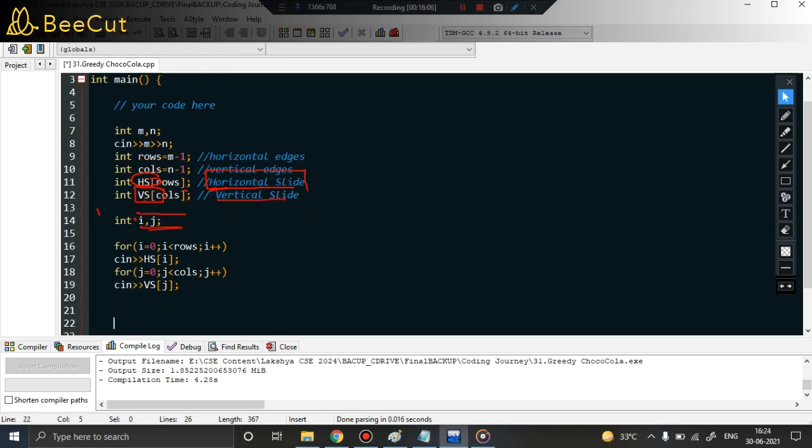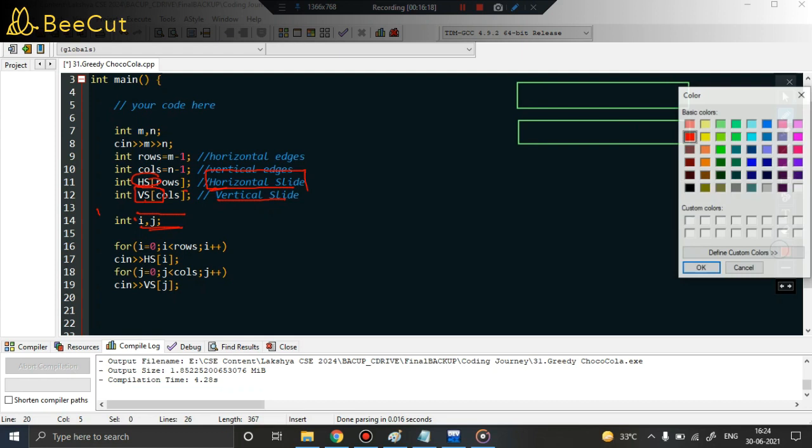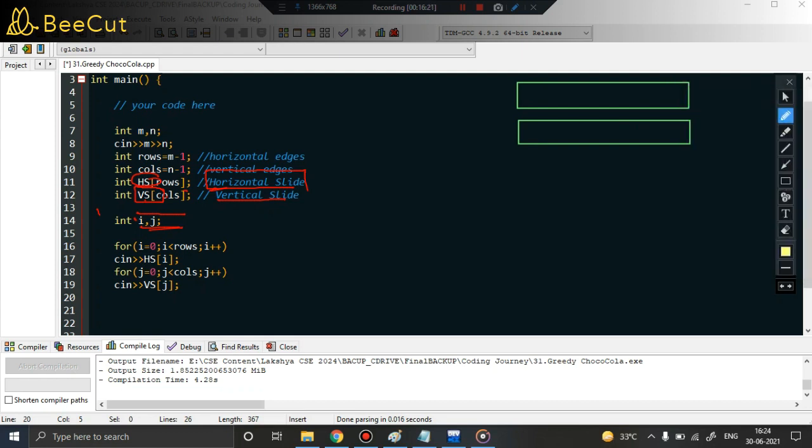Now what next? The moment you store these two things, let us draw our array. So this is my array, and this. And what is this array about? The first array was HS, and this was VS. Here we are keeping track of rows, the pointer I am using is I, and here we are keeping track of columns, size is columns, and I'm using j here.